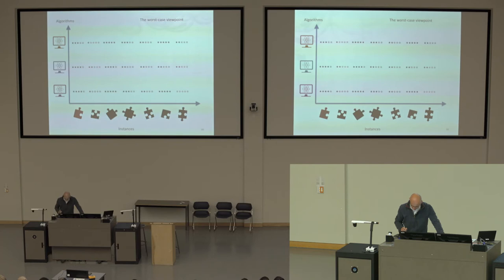Then you can take a worst case viewpoint and ask what's the worst case performance of each of the algorithms. So this is the worst, this is the worst, this is the worst for each of the algorithms. Then you want to eliminate the algorithms which are the worst possible. So you eliminate this algorithm because it's just too bad. Of the remaining ones, you can go back and look at individual instances and ask, of the remaining algorithms, what's the best performance that I can get for each of the individual instances?